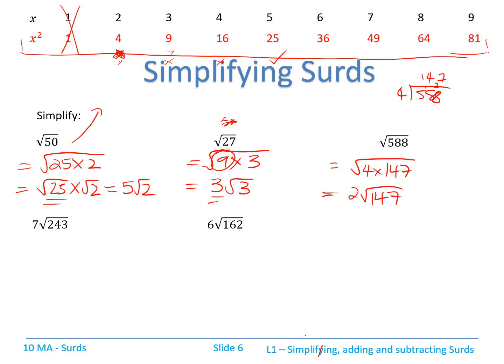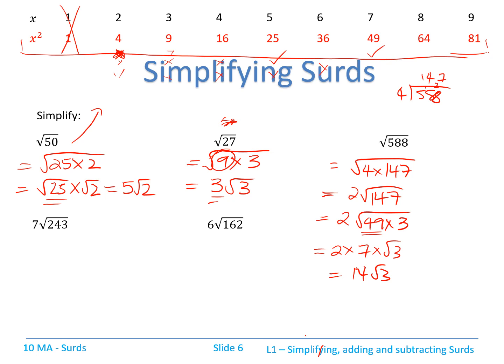Okay. Does 4 go into 147? No. 9? I don't think so, no. 16, no. 25, no. 36, no. 49. 3 times 49 is 147. So we can say 2 root 49 times 3. We know when we square root 49, we get 2 times 7 times root 3, which is 14 root 3.